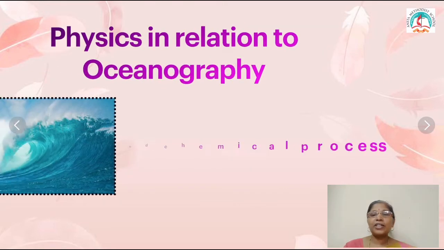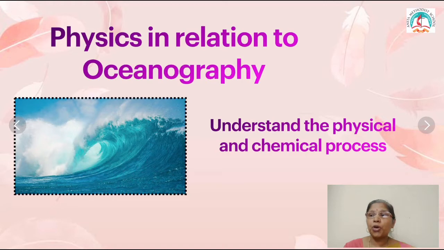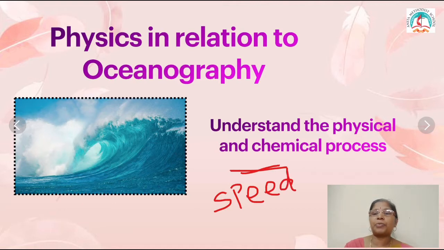Then physics is used in relation to oceanography to understand the physical and chemical properties. For that you are using it to measure the value of current speed. You are measuring the value of current speed, temperature and the chemical components here. So that is also related to physics in relation to oceanography.